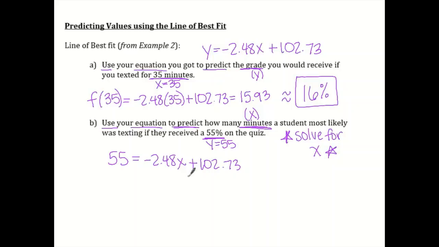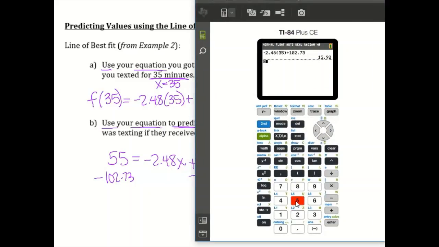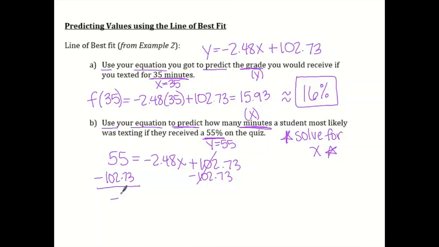Okay, so I'm going to subtract 102.73 from both sides. They cancel over here. When you subtract that, I get 55 minus 102.73. I get negative 47.73 is equal to negative 2.48x. My last step to get x by itself is to divide both sides by negative 2.48. They cancel over here.